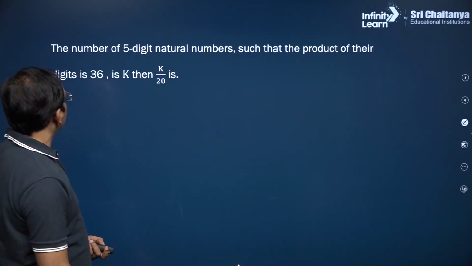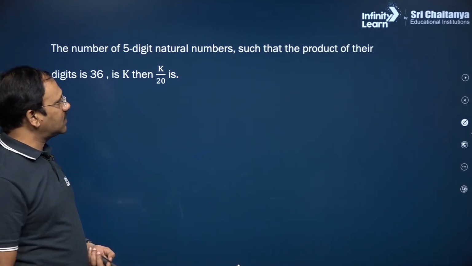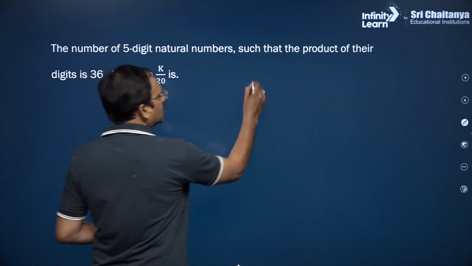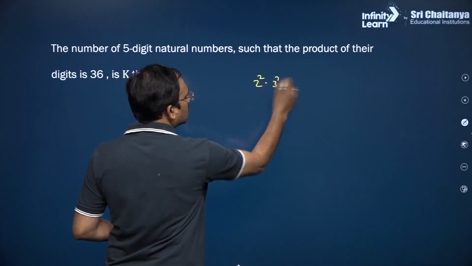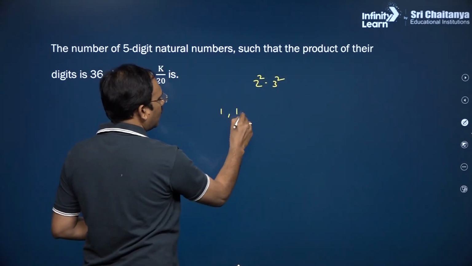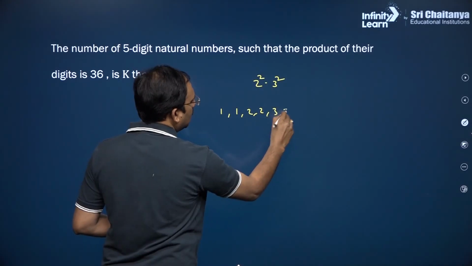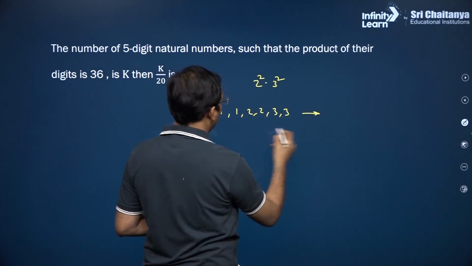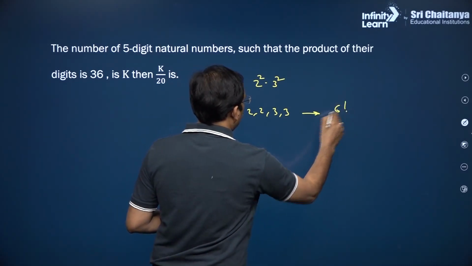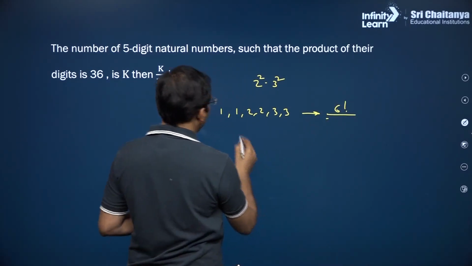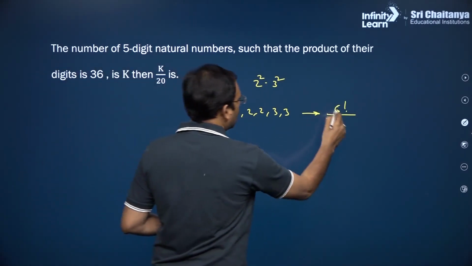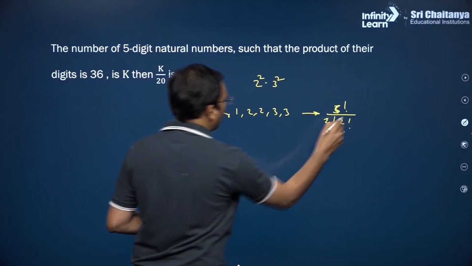Next, my dear friends, the number of 5-digit natural numbers such that the product of their digits is 36. Actually 9 times 4 is 36, this is 2 square into 3 square, my dear friends. You can take 1, 1, 2, 2, 3, 3, one combination of 5 digits. You can arrange them in the form of, so he is asking 5-digit numbers, right. So 5 factorial by 2 factorial into 2 factorial.